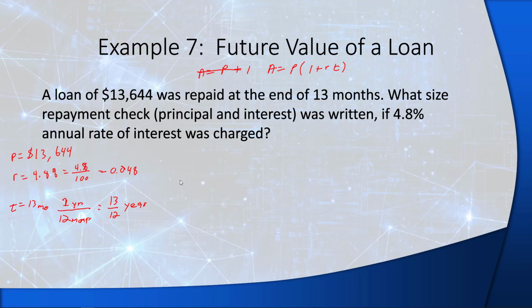All right, so with all this, we can go ahead and do our substitutions, and that will be that A is equal to our present value, which is 13,644, times 1 plus R, which is 0.048, times T, which is 13/12, and that will be equal to $14,353 and 48.8 cents, and that will round up to $14,353.49.